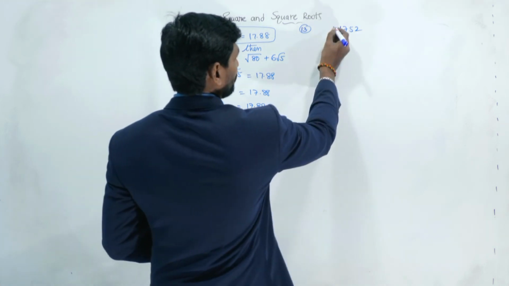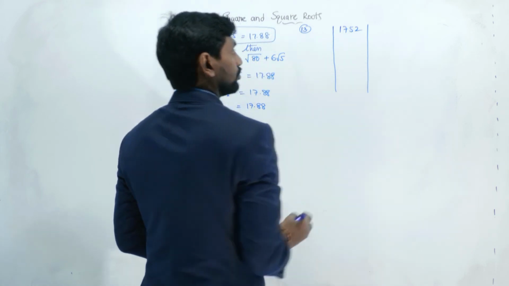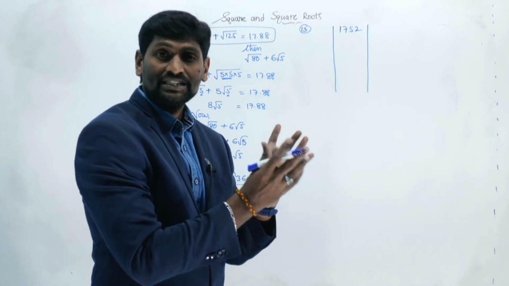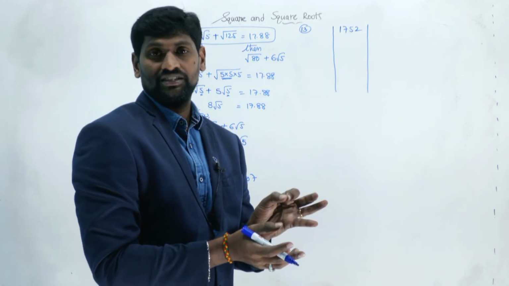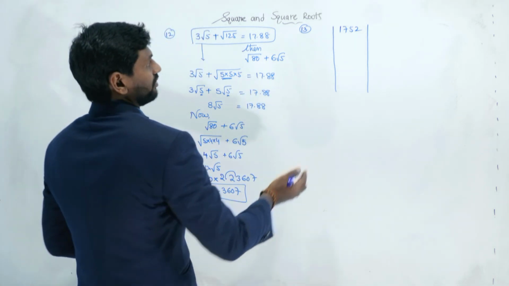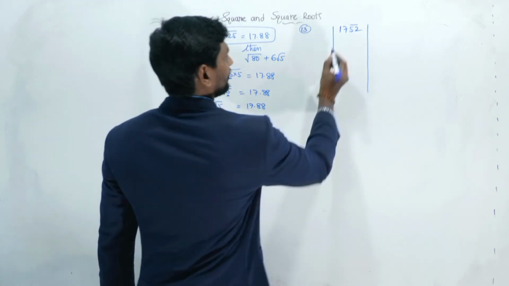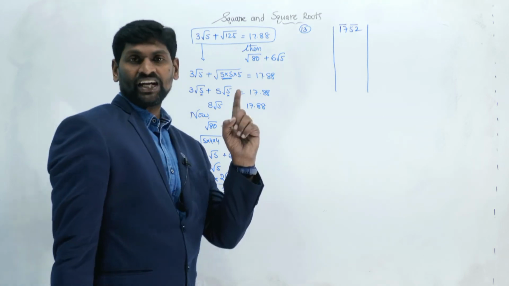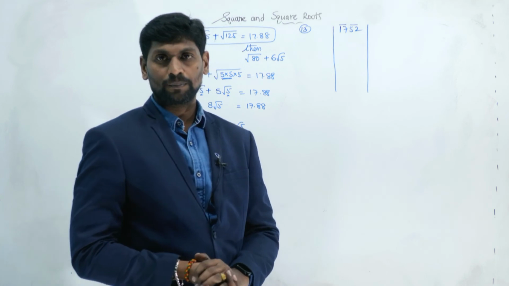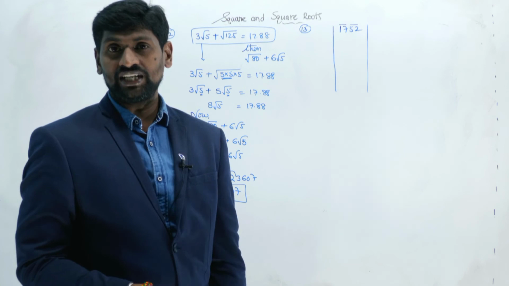Now check how to do the continuous division method. There are some rules. First rule, we have to separate the given number pairwise, two digits at a time, from the right side. So 5 and 2 is one pair, 7 and 1 is the second pair. Because it is a 4-digit number, I can separate two digits each. That is the first step.